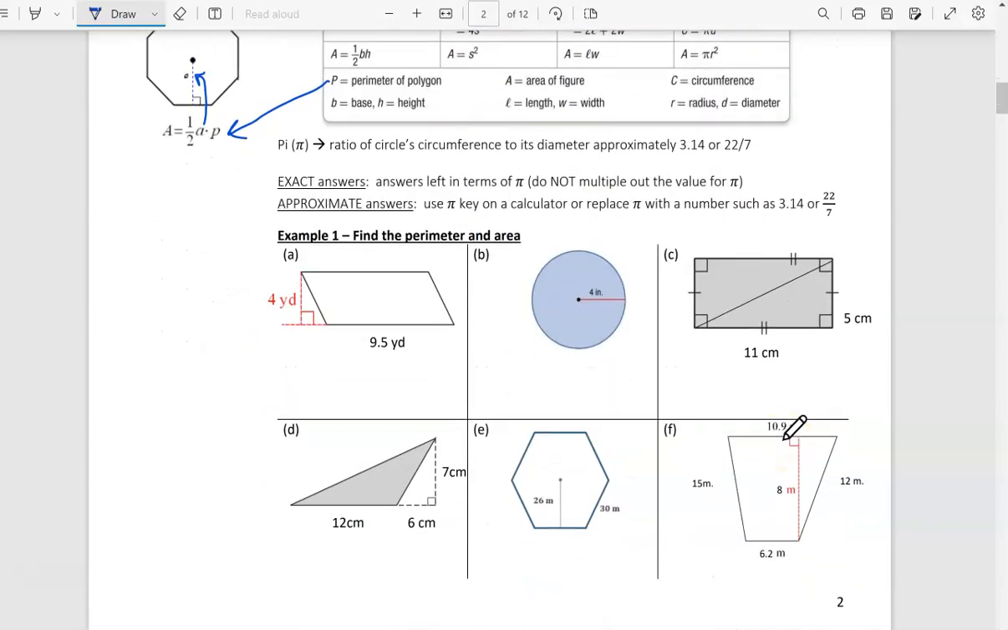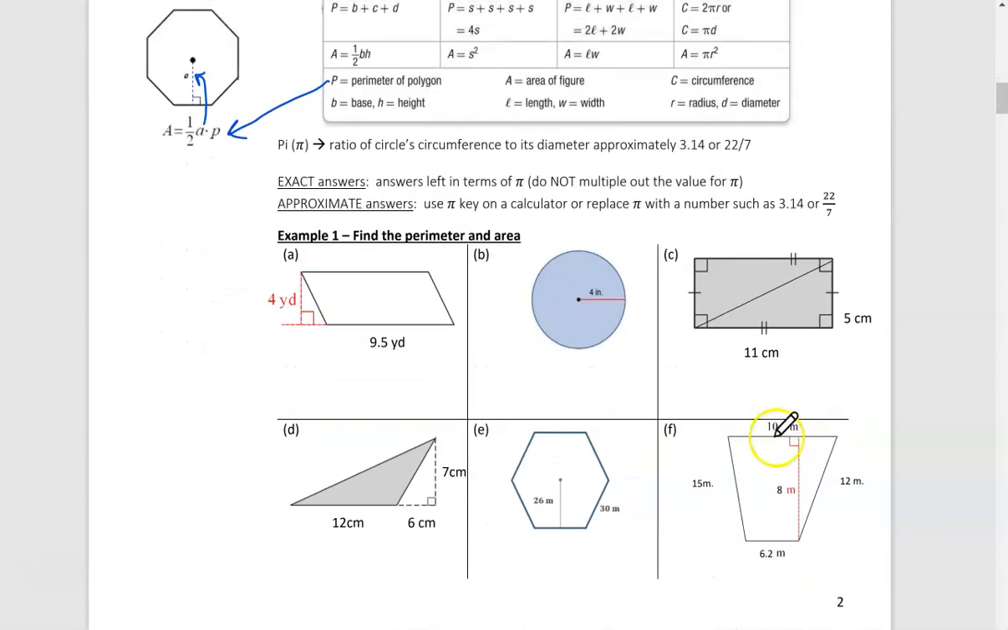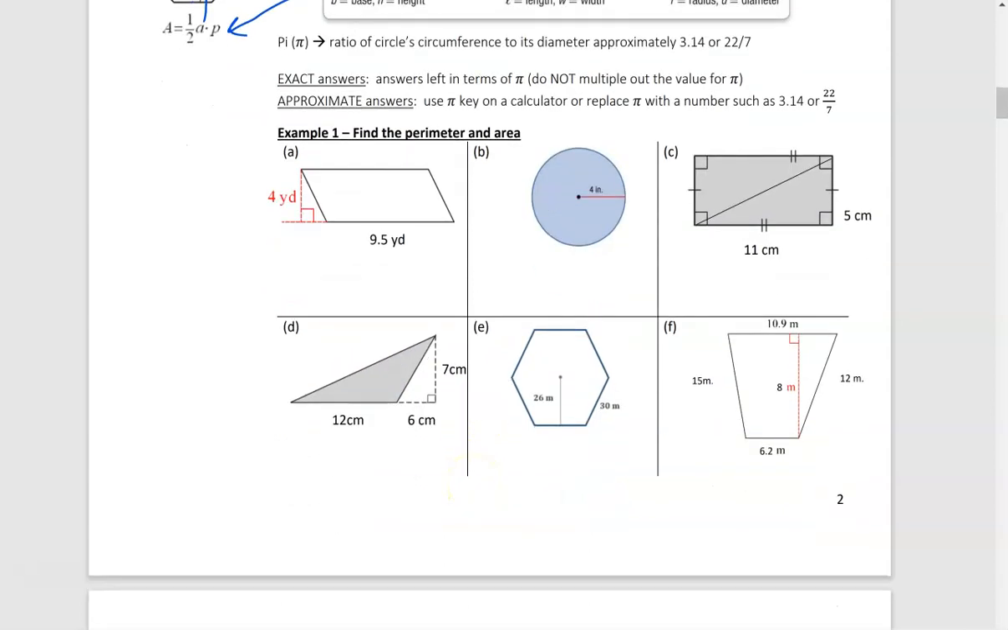So pi, make sure that you're using the pi button, and we're going to do that last. We can leave things in terms of pi for an exact answer, and then we're also going to give an approximate answer. So for this first one, it is going to be length times width, or base times height, where we use the correct terminology. So it's going to be 4 times 9.5, which again is base times height, and this is area.